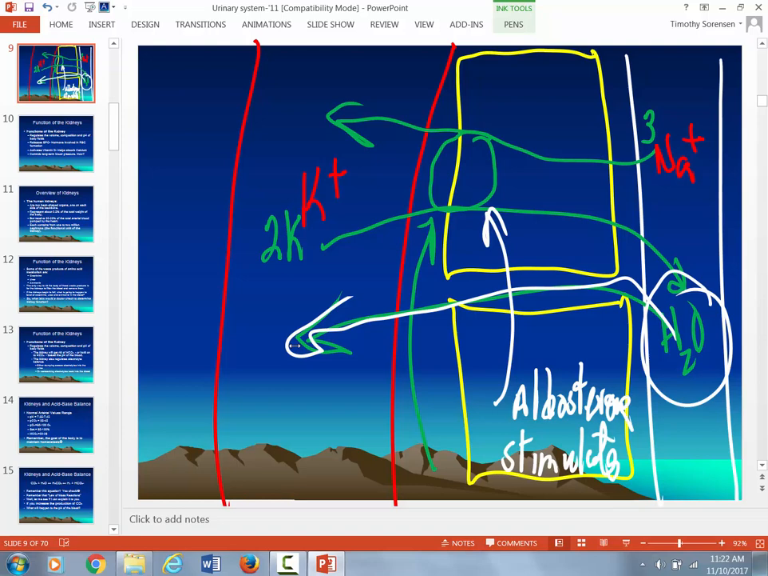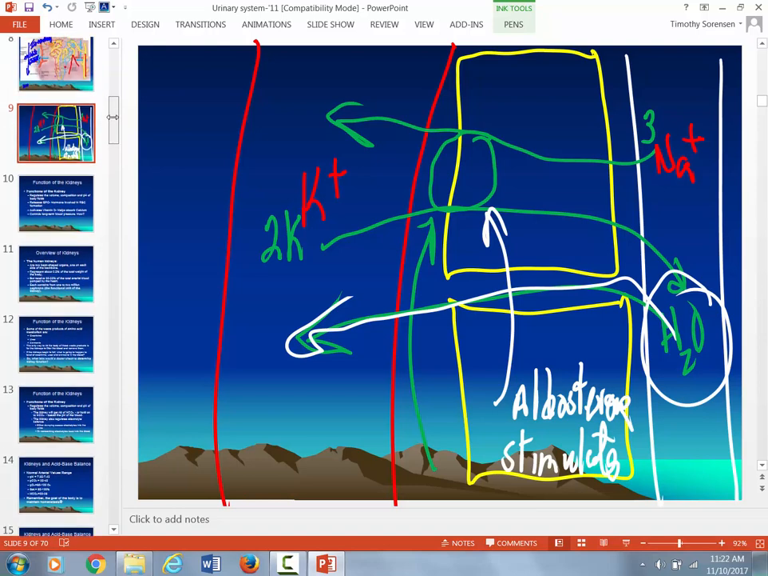Who's got this? Yes or no? Guys? This will come back and bite you right in the ventral gluteal fold. I guarantee it. Okay? Now watch.